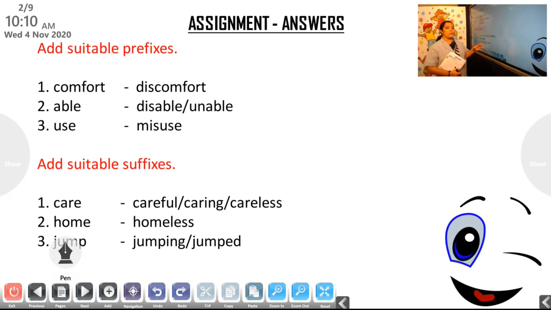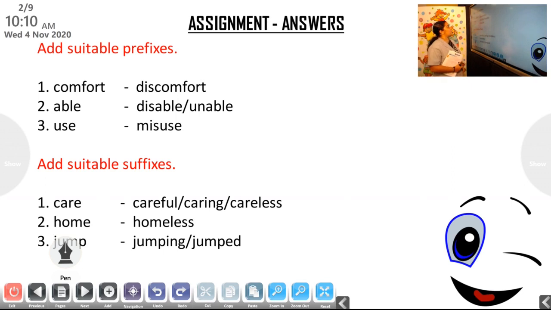I have given the answers. You all take your notebook and check the answers. If you have written wrong answers, you just correct it now itself. Okay. First one is add suitable prefixes. Prefixes, I told you, are the letters you add just before the word and it makes the opposite of that word.